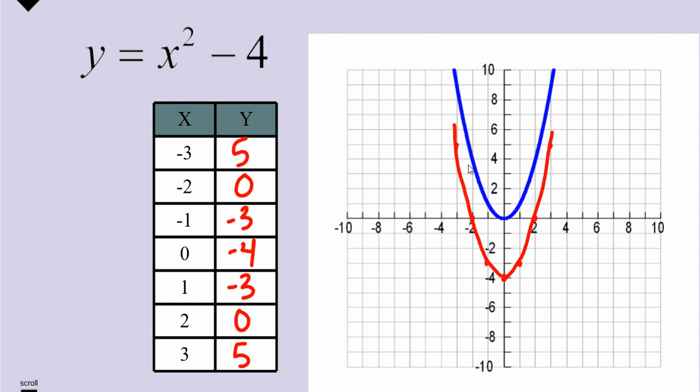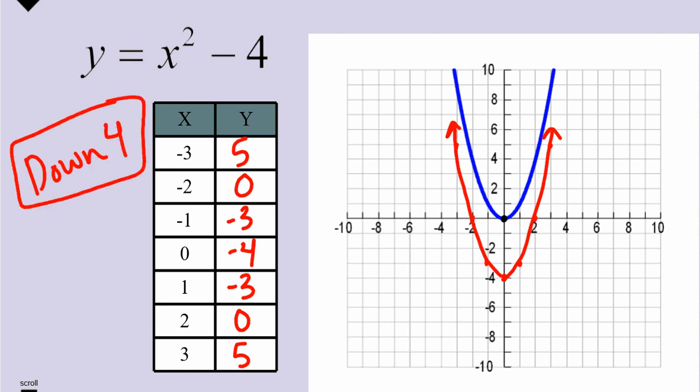And if I graph it, I see that's what it looks like. You can really track with the vertex. The vertex moved down 4. Well, actually, all points moved down 4. This one moved down 4. This one moved down 4. All points moved down 4. And don't be tempted to say just because the blue is inside the red that it's necessarily narrower. They're actually the exact same steepness. It's just it got moved down 4.